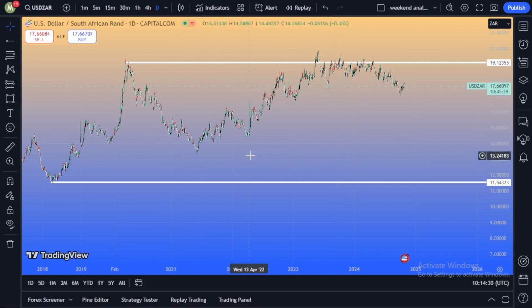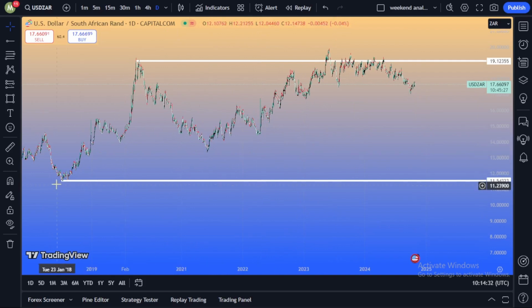Now we are looking for what? For buys. Okay guys, you can clearly see what price did. Price is breaking structure, coming back down to retest, breaking structure.